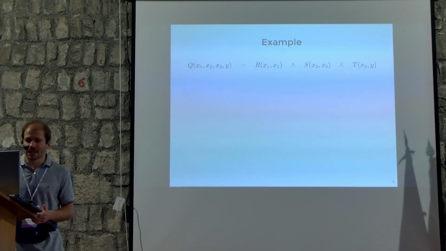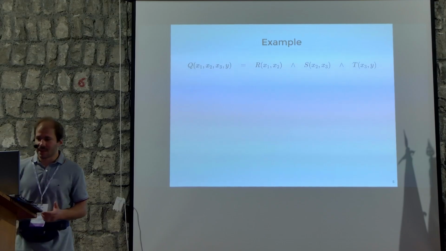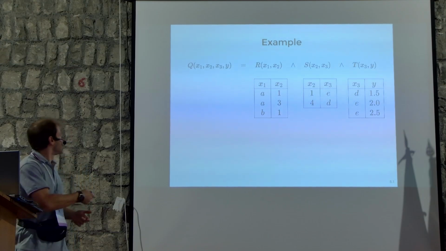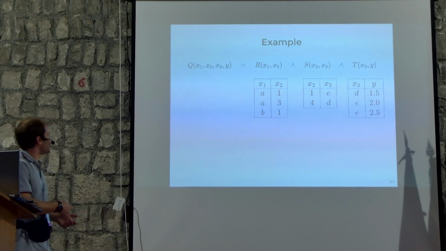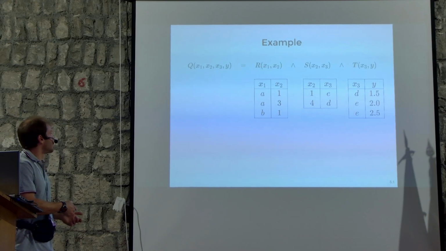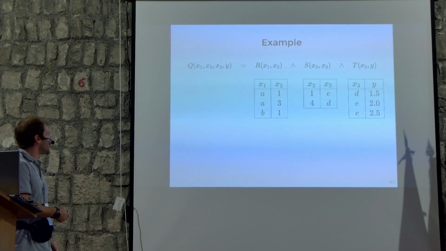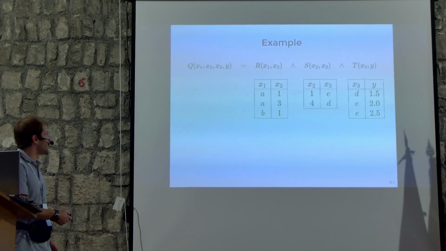So let's take a look at one example. This is a typical database join query where we have three input tables: R over two columns x1, x2, S over x2, x3, and T. And briefly, we can think of each table as a list of satisfying assignments to the corresponding variables. So you can think of this table as the list of satisfying assignments in the relation R for the columns x1, x2, and so on.